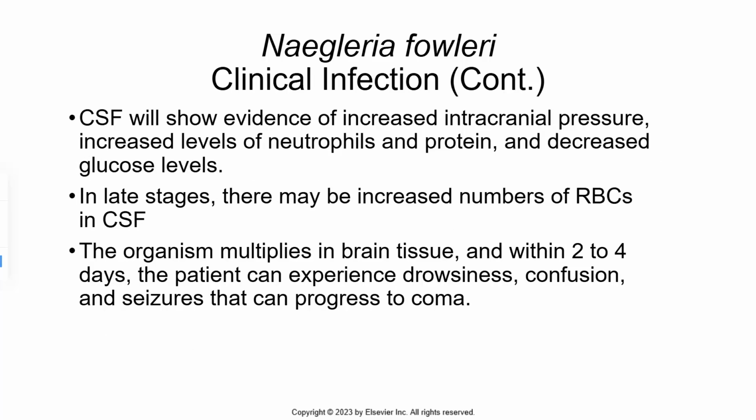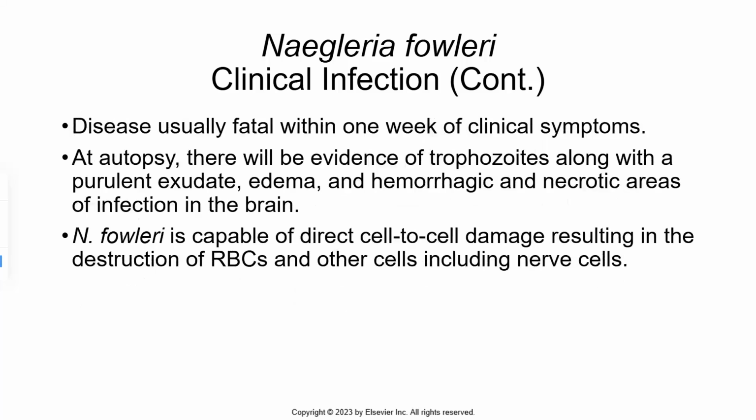CSF will show evidence of increased intracranial pressure, increased levels of neutrophils and protein, and decreased glucose levels. In the late stages, there may be increased numbers of red blood cells in the CSF. Organism multiplies in brain tissue, and within 2 to 4 days, the patient can experience drowsiness, confusion, seizures that progress to coma, and eventually death. Disease is usually fatal within 1 week of clinical symptoms.